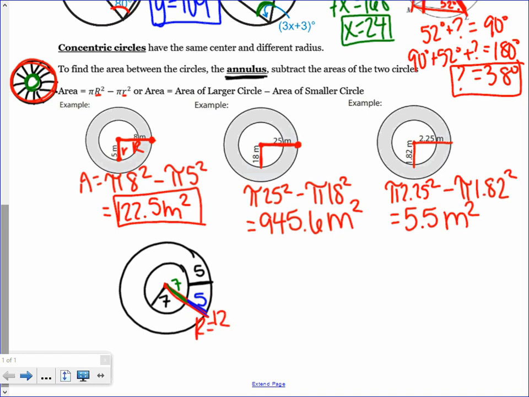So you need to make sure to pay attention whether you have just between the two or all the way from the center to the edge, because that'll definitely affect your answer. And that's truly about as complicated as the concentric circles will be made. Just if they don't give you the full radius, you have to add them together to find it. Okay?